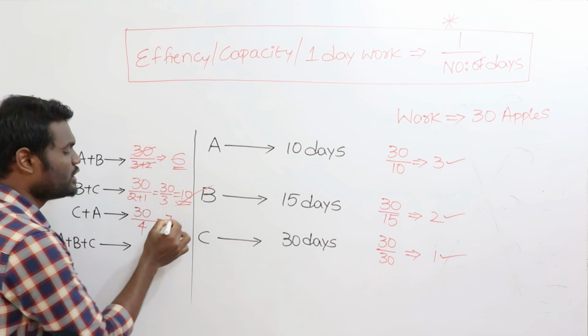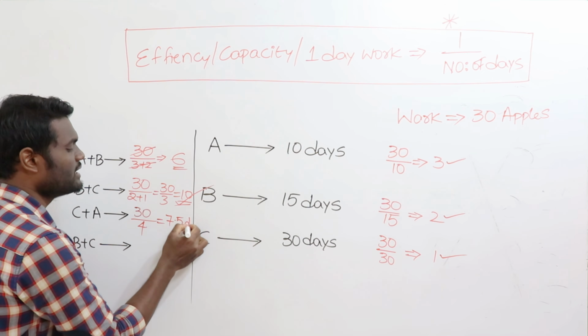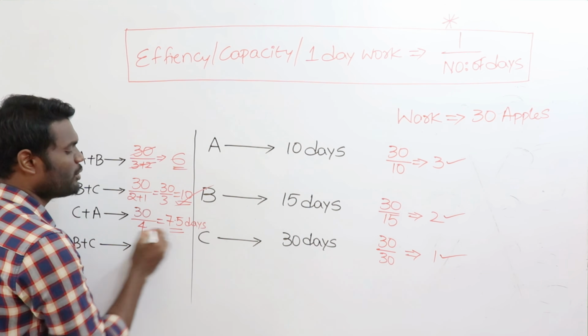2 by 4 is like 1 by 2. 1 by 2 is like 0.5. So we can say that the number of days required is going to be 7.5 days.